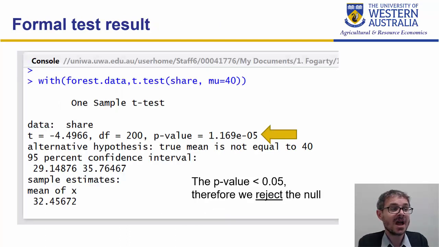So we run our t-test. With the forest data, we apply the t-test to the column, the variable name. We've heard about the data matrix and what we look at. So we're looking at the variable share, and we want to test whether the share is equal to 50. We look at the t-test. We can quickly look at the p-value. The p-value is less than 0.05, so we reject the null.